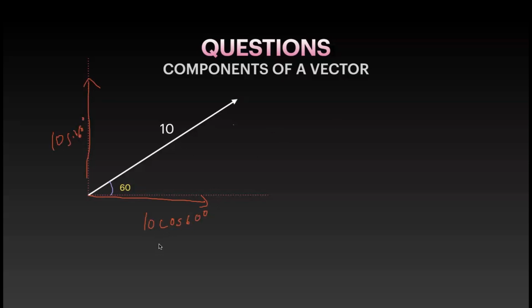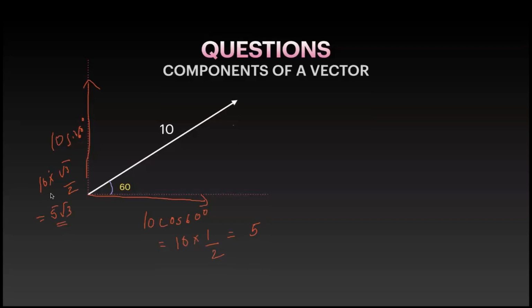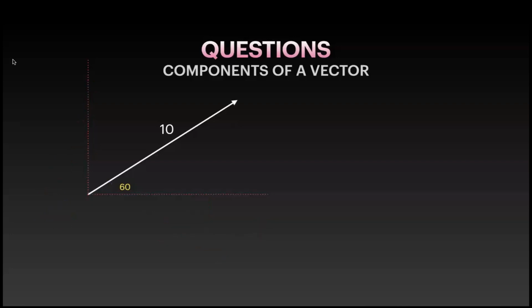So this is nothing but 10 times 1 divided by 2, which is 5. And this is 10 times root 3 divided by 2, which is 5 root 3. Is this clear? Tell me. Understood? This is a simple problem, just a basic formula.